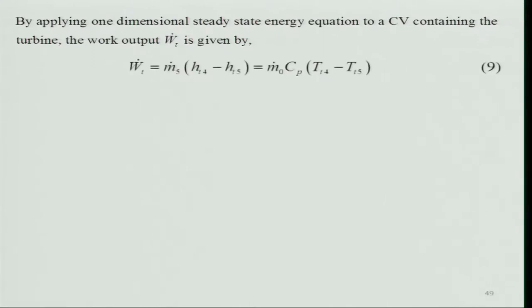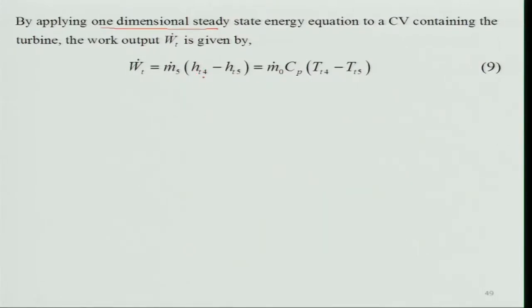And very importantly, we now need to relate this turbine work to the compressor work, because we will have to get a relationship between the compressor and turbine. So we will assume the one dimensional steady state energy equation, and we will apply this energy equation to the control volume, and the turbine work will be m dot times st 5 minus st 5, right? Because in the turbine.